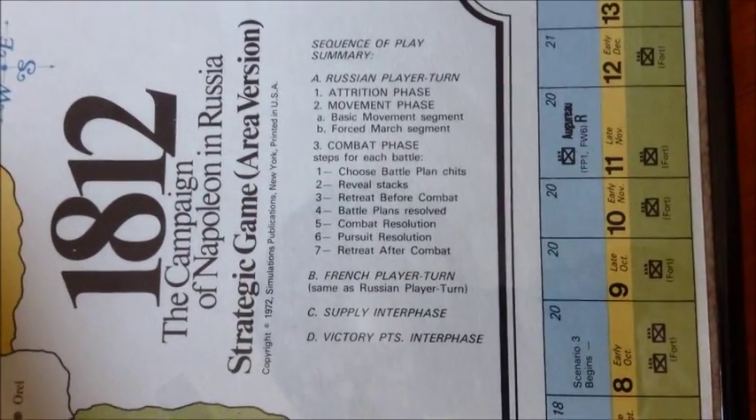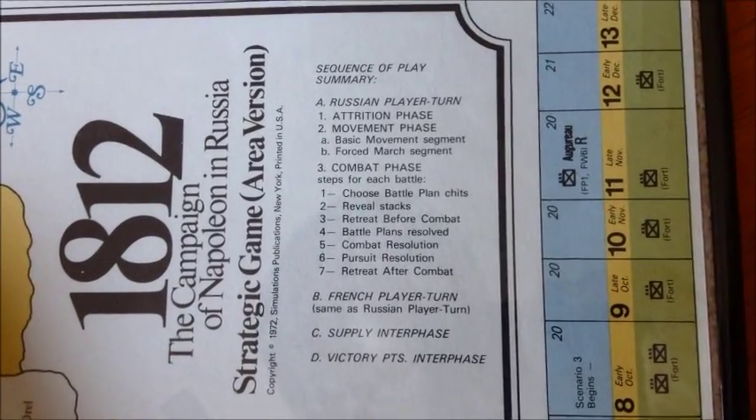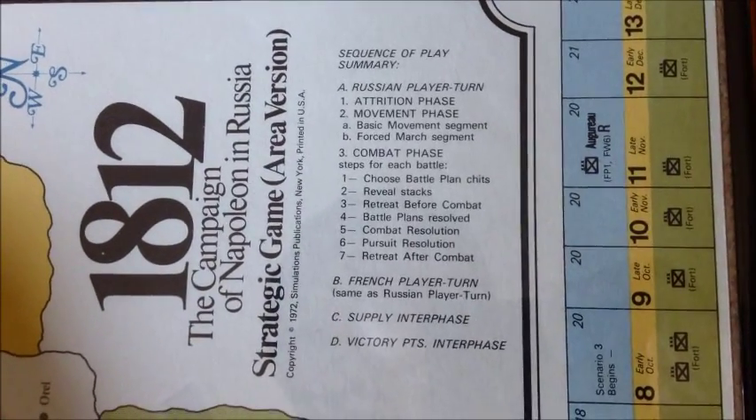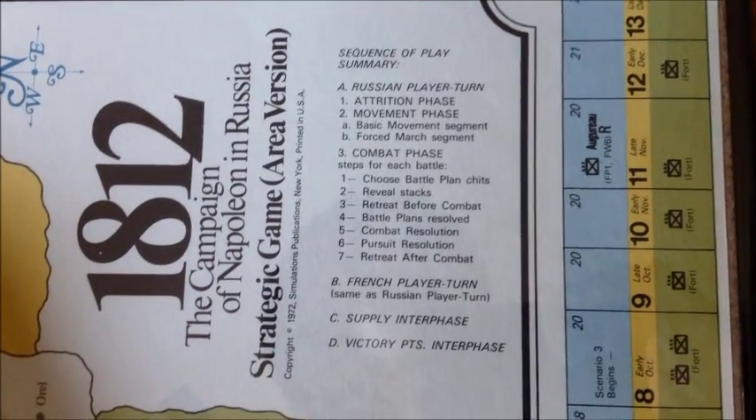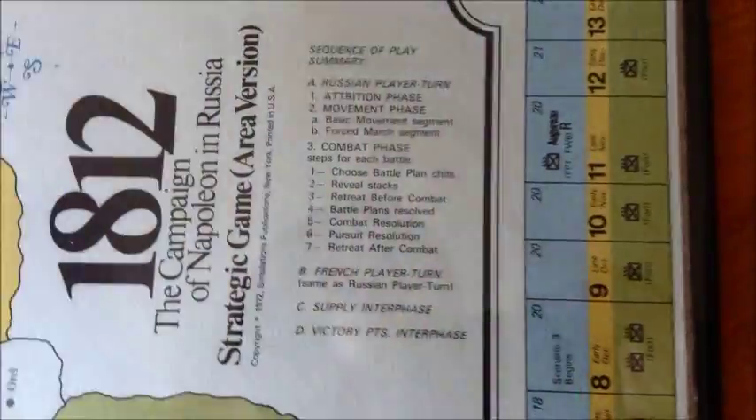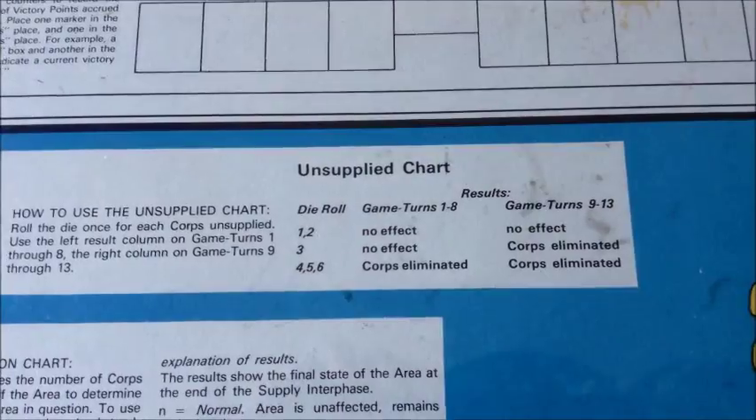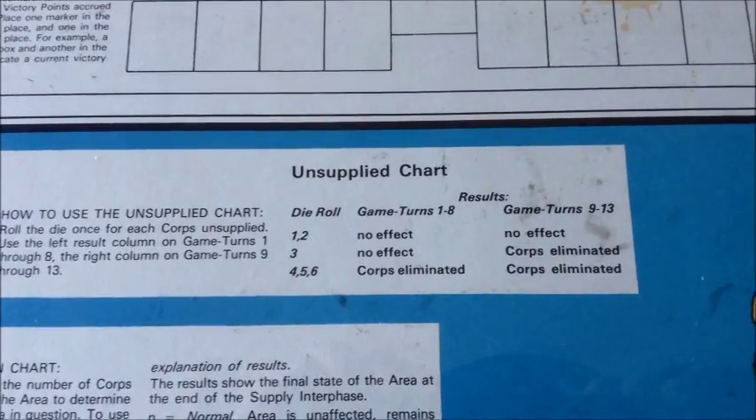It's a very brutal on-off switch, black and white game. There's no shades of gray. So in that sense, it's simple, but you know, for the time, 1972, it was a pretty innovative design at the time. Of course, the beloved unsupplied chart.